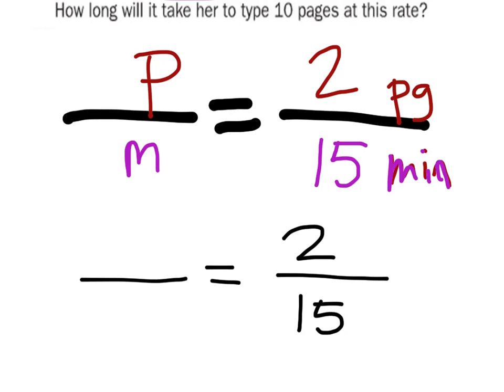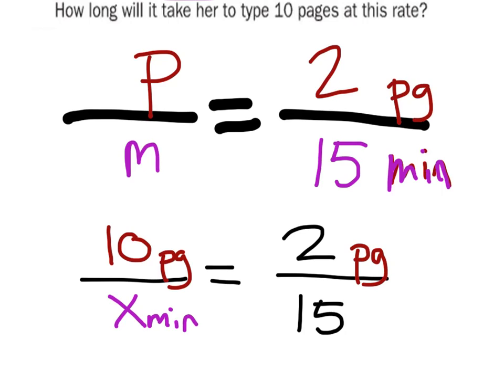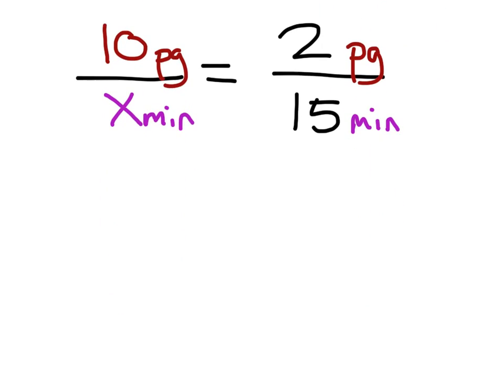And does it tell us the number of pages or minutes? Pages. So how many pages was it? 10 pages is on top, right? 10 pages. There's 2 pages. So what we need to do is figure out how many minutes it will take to type the 10 pages. There it is. It's set up. You're going to solve it the same way. You're going to do some fishy method action. So there you go. There's your fish.